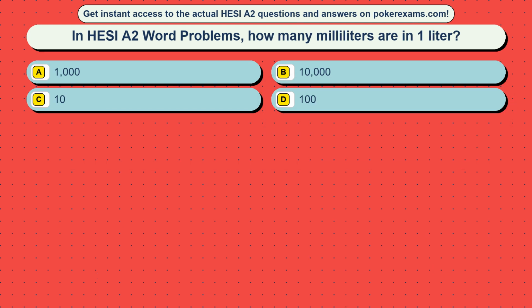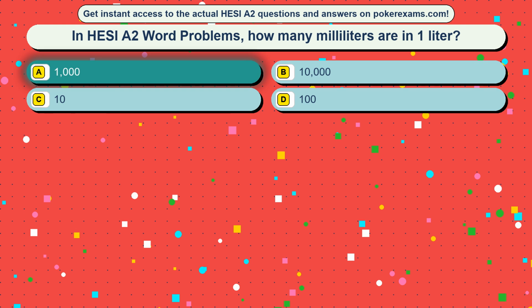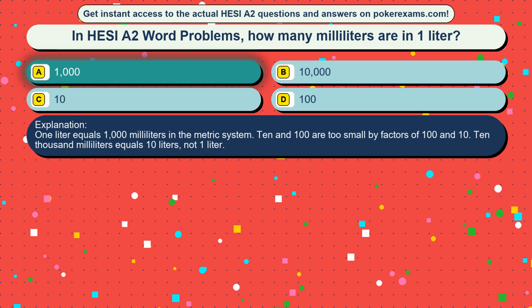Question 3. In HESI A2 word problems, how many milliliters are in 1 liter? Option A, 1000, option B, 10,000, option C, 10, option D, 100. The correct answer is option A, 1000. 1 liter equals 1000 milliliters in the metric system. 10 and 100 are too small by factors of 10. 10,000 milliliters equals 10 liters, not 1 liter.